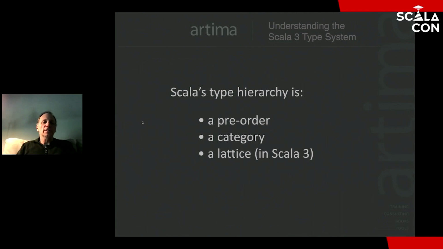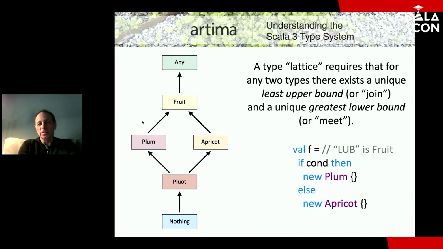And then the third thing is that it is a lattice in Scala 3, but in Scala 2 it was not. So I wanted to talk about how that changed and what a lattice is. A lattice is a pre-order where, for any two types, there is a least upper bound, which they call in math a join. And for any two types, there is a greatest lower bound, which they call in math a meet. The reason I say in math is because in Scala 3, join has been used to mean something slightly different. So I won't call it join anymore. I'll just call it least upper bound.